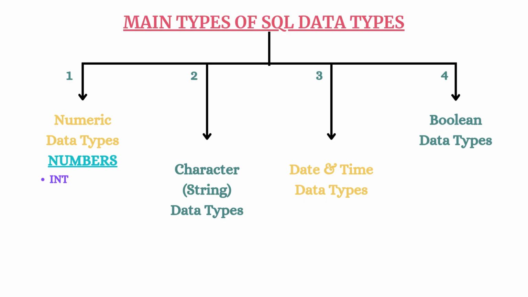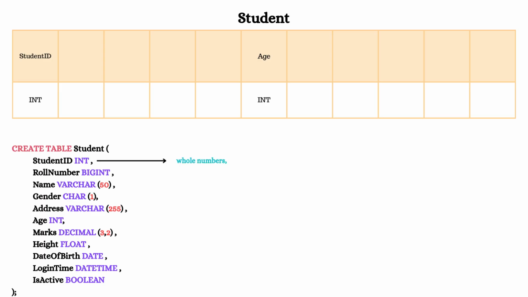So the first one in the numeric data types is INT. Numeric data types are used to store numbers. So obviously INT is used to store whole numbers only, like age, student ID, count, right? For all such columns we are going to use INT, because INT only stores whole numbers. It can store whole numbers up to 4 bytes, that is a 32-bit number. Beyond this, if the number is larger, then we'll have to use BIGINT, right?